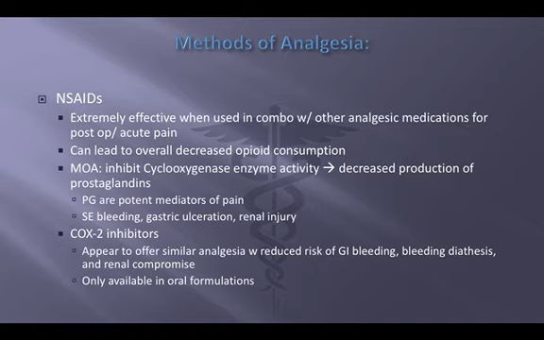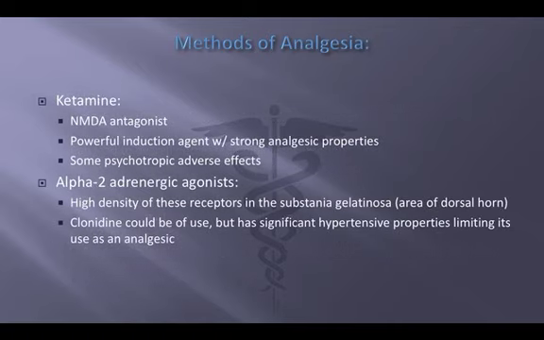There are selective COX-2 inhibitors. Celecoxib is one of them. These have less GI risk and renal compromise, and they're only available in oral formulations, so you can't give them parenterally. Ketamine, so this is an NMDA antagonist.